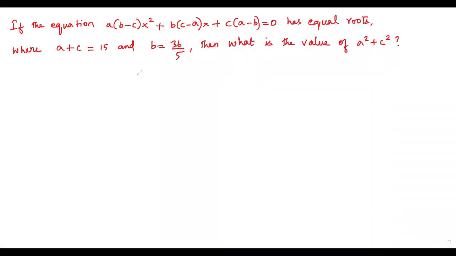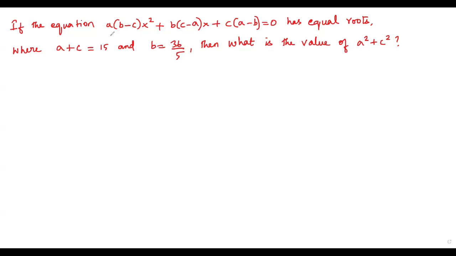Here we have an IIT JEE Main mathematics problem. Okay, let's go to the question. If the equation a(b − c)x² + b(c − a)x + c(a − b) = 0 has equal roots, where a + c = 15 and b = 36/5, then what is the value of a² + c²?